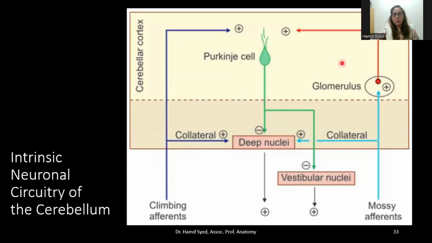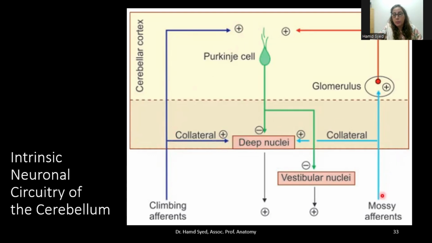Now I'm going to discuss, based on the physiological or functional aspect, the neuronal circuitry of the cerebellum. So let's look over here at the input, the afferent fibers of the cerebellum. These are the climbing fibers and the mossy fibers. The climbing fibers are going to pass through the layers of cerebellar cortex and synapse on the dendrites of Purkinje cells. And their input, as the plus sign shows us, is excitatory. They also give some collaterals or sideway branches to the deeper nuclei.